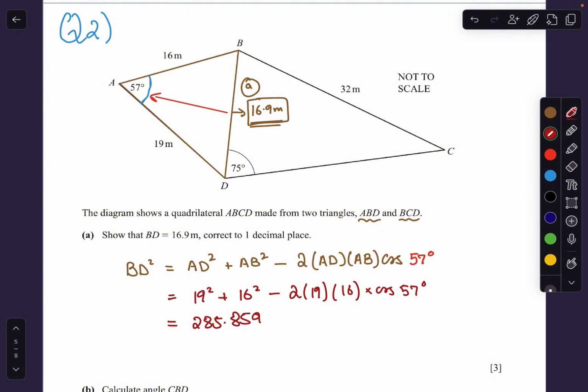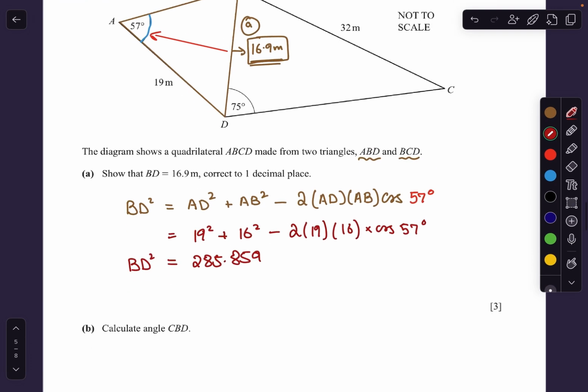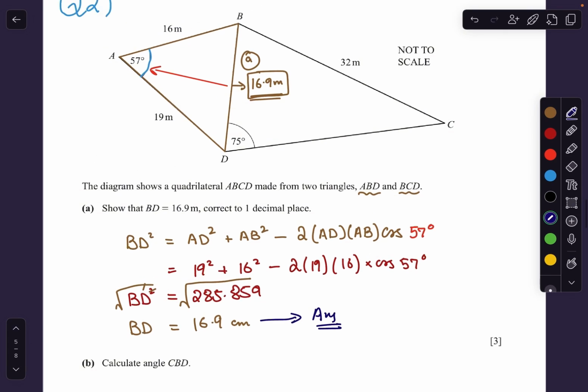285.859, which is BD squared. And then you just take the square root of the answer, because taking the square root cancels the square. So BD equals 16.9 centimeters, correct to 1 decimal place. This is your solution for the question. We have shown that BD is equal to 16.9 centimeters.